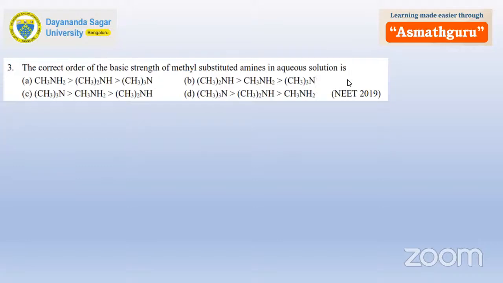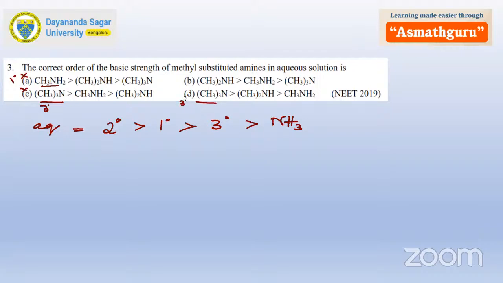So the correct order of basic strength of methyl substituted amines in aqueous solution. I already told you, in aqueous, the basic nature, when you take secondary amine, is more basic than primary, which is more basic than tertiary, which is more basic than ammonia. So your option should start with secondary. Let us check it out one by one. A, no sir, this is primary. C, it starts with tertiary, cannot be. A cannot be, C cannot be. Then, sir, D, it also starts with tertiary, cannot be, sir.